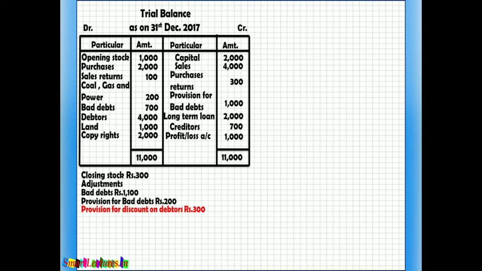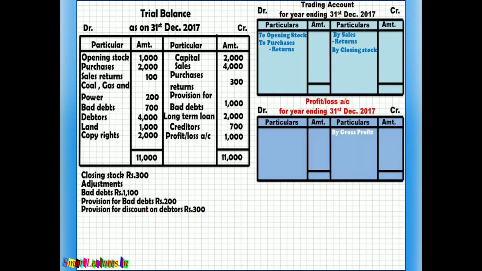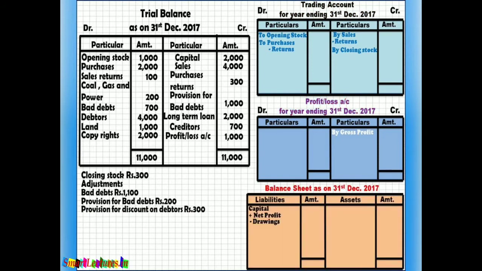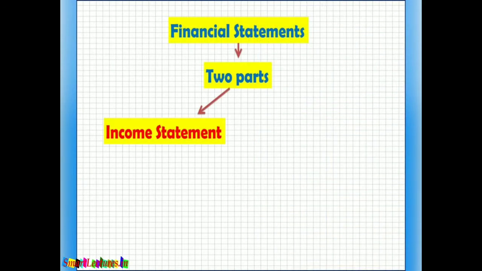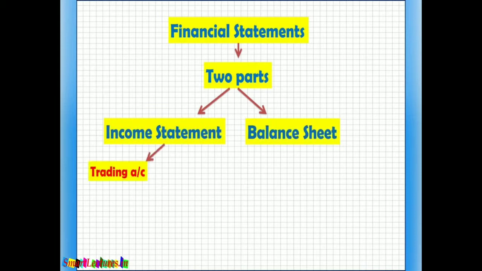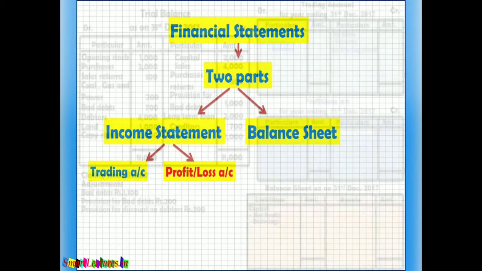And we have to prepare trading account, profit and loss account and balance sheet. You know, financial statements have two parts, income statement and balance sheet. And income statement has two parts, trading account and profit and loss account. Anyhow, let's start the question.